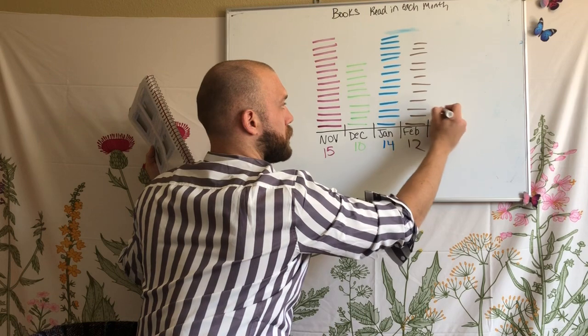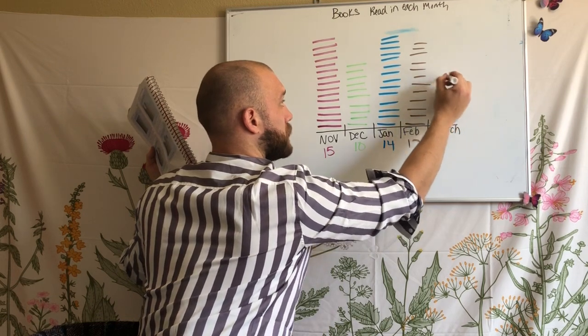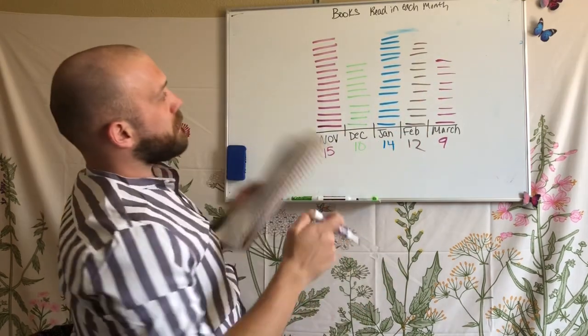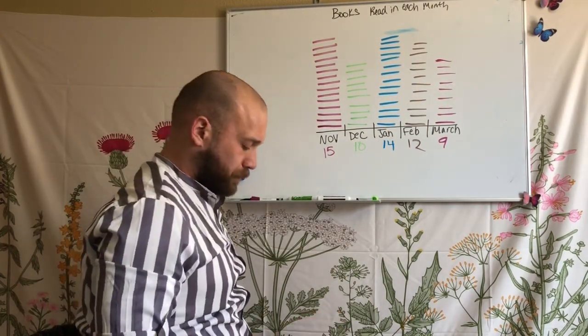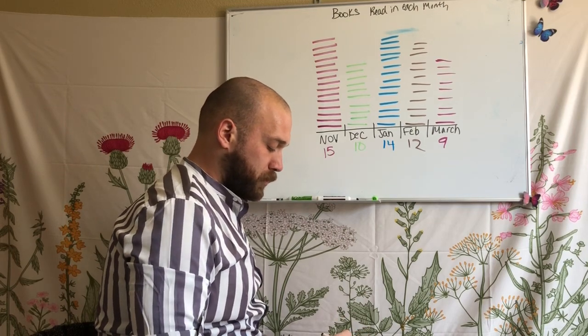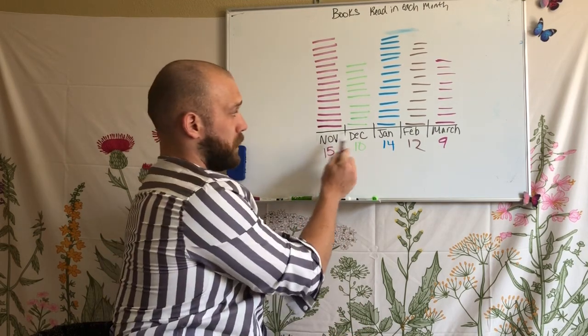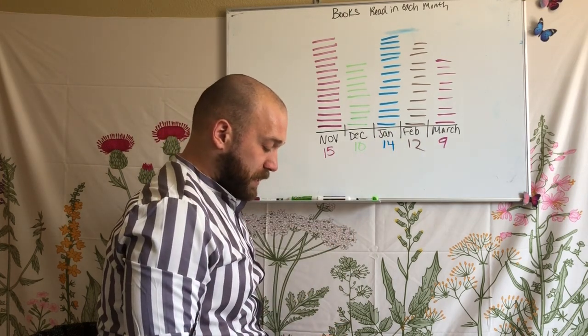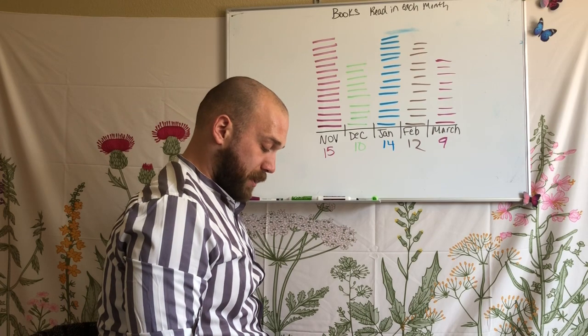1, 2, 3, 4, 5, 6, 7, 8, 9. There's my new bar graph. So these bars show how many books a group of students read in 5 months. 1, 2, 3, 4, 5 months. Figure out the number of books that were read in an average month.